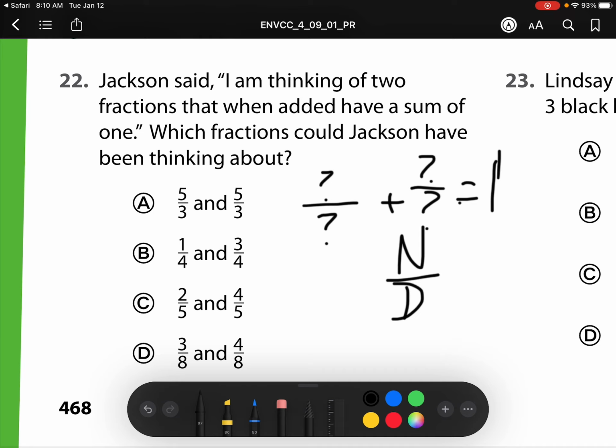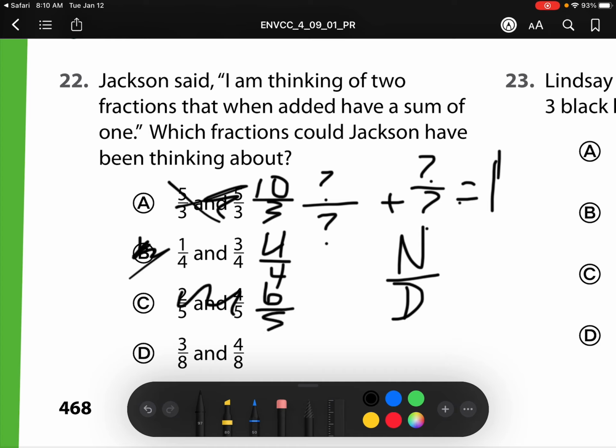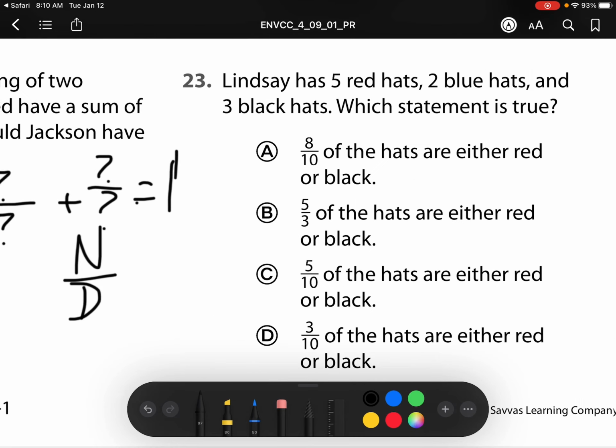So here we would have 10/3, which is not the same. Here we would have 4/4, which is the same. Here we would have 6/5, which is not the same. And here we'd have 7/8, which is not the same numerator and denominator. So our only answer is B.